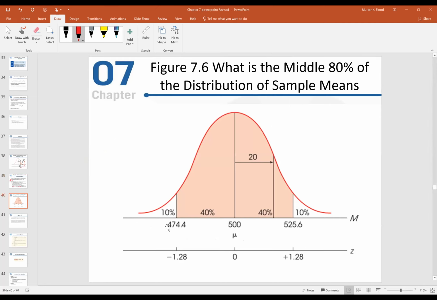For this question, it's going to give us the 80% of the scores that are in between, in the middle 80%. What are the boundaries of those? Well, it's 474.4 and 525.6. And those correspond to z-scores of negative 1.28 and positive 1.28. So it is just like the questions that we did last week, except instead of using raw scores, we're now using sample means. So same exact kind of question.